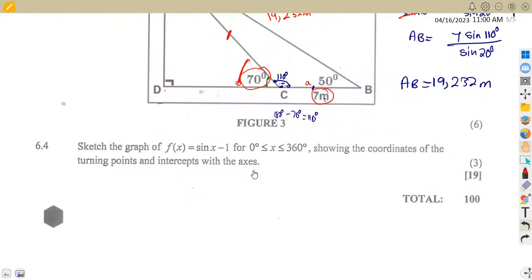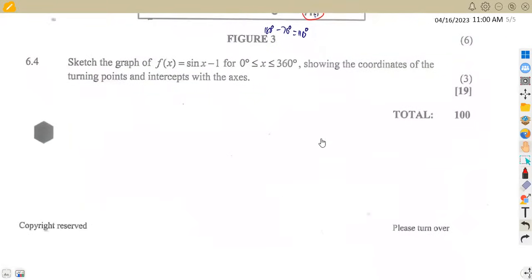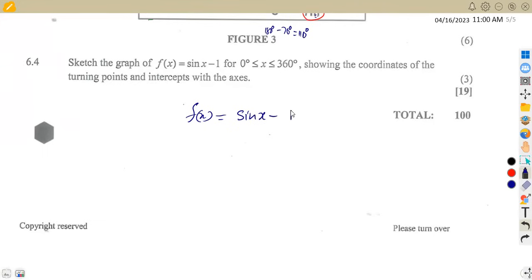All right, sketch the graph of f of x given that f of x is equivalent to sine of x minus 1 from 0 to 360, showing the coordinates of the turning points and the intercepts with the axes. Whenever you're asked to draw the graph of sine, cosine or tan, it's best for you to just have your table of values so that you won't mistake anything.